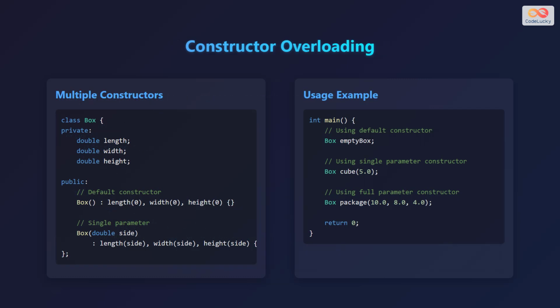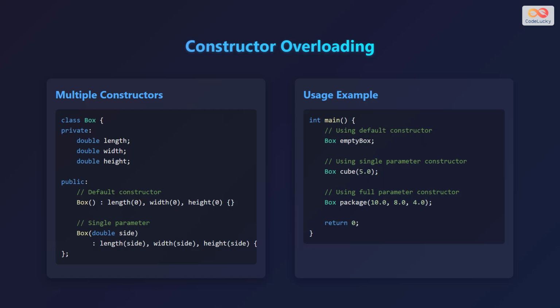Constructor overloading means having multiple constructors within a class, each with a different parameter list. This allows objects to be initialized in various ways. The left content shows an example. We have a class called Box with private members length, width, and height. It has a default constructor that initializes all members to 0. It also has a single parameter constructor that takes a double side as the parameter and assigns the side to all the members. The right content shows its usage.